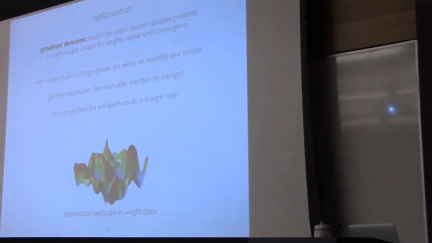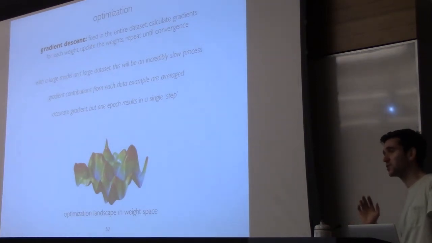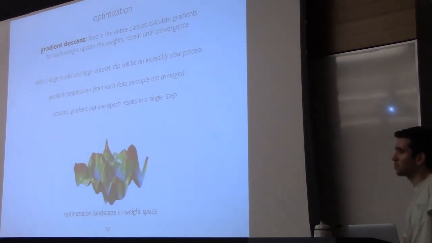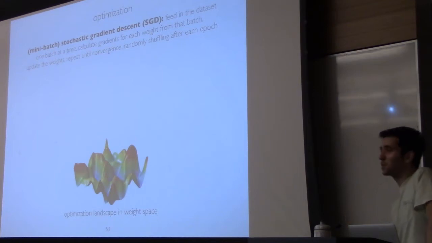So in normal gradient descent, when you go across the entire data set, you're getting a very accurate estimate of the gradient of the loss function at that point. But it doesn't really matter how accurate it is. It's very slow. So what instead you should do is mini-batch stochastic gradient descent.